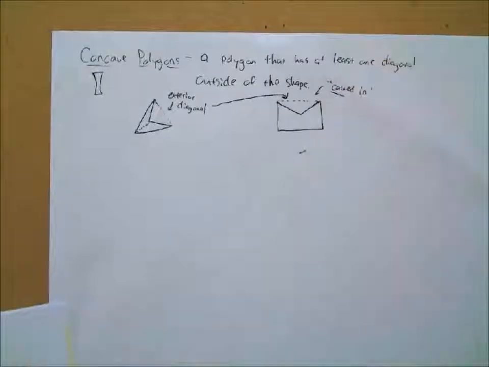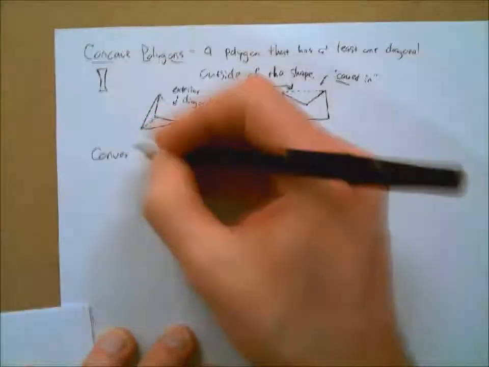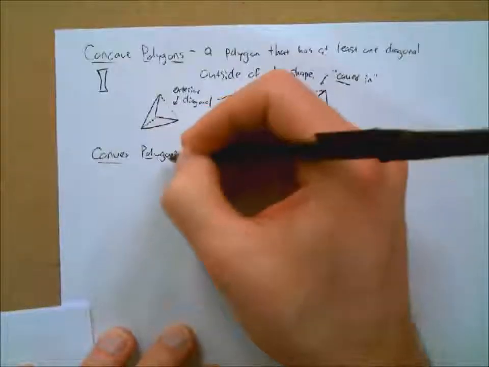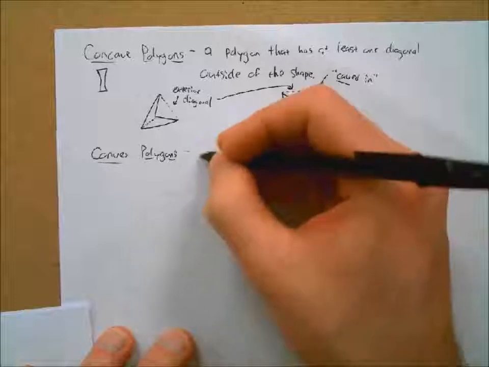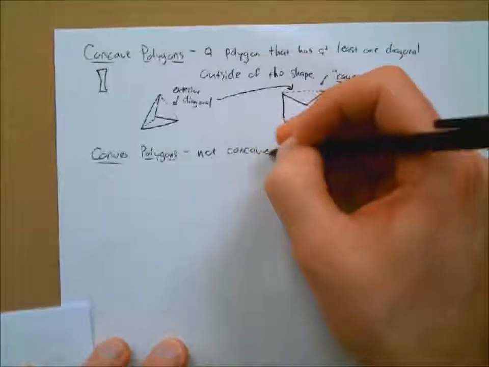There's that word cave, right? Concave, bent in, or caved in kind of thing. Whereas convex, those are more traditionally what we think of when we think of a polygon. A convex polygon, here's the crazy definition, it's not concave.